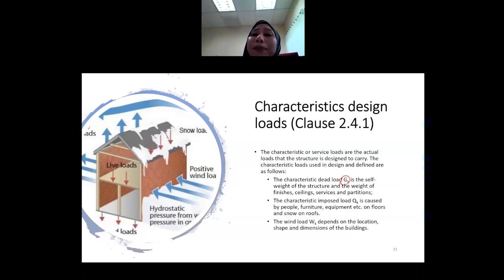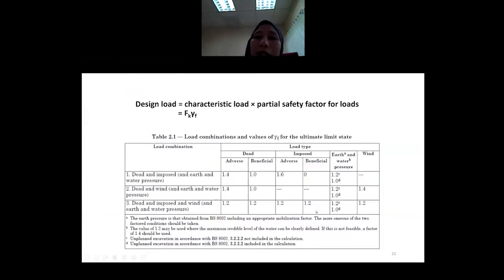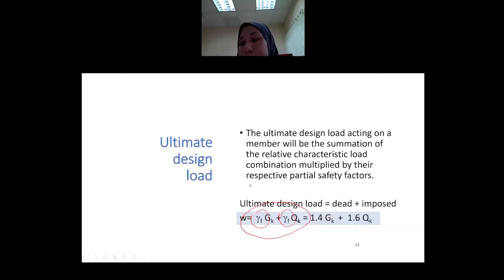Yeah, like that. Okay. So for G ni adalah that load. QK ni adalah imposed load. And this 1.4 ni yang kita tengok tadi, dia punya safety factor 1.4 and 1.6. So this one is the safety factor dia. Okay, so bila masuk dalam the formula, it become like this lah. Alright? Clear? Clear?